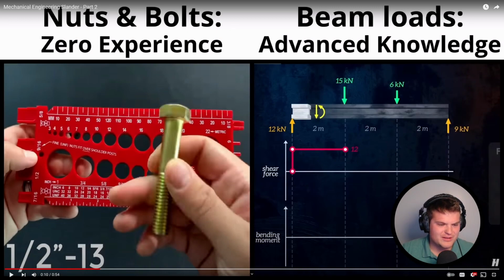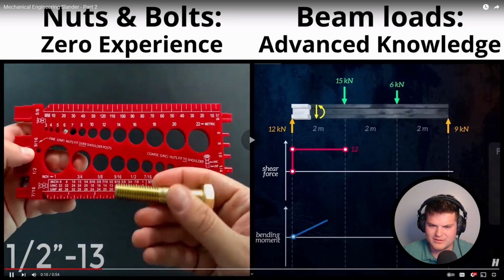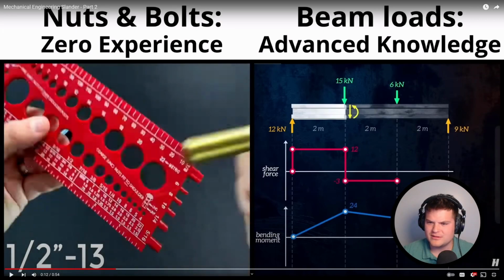What is going on here? Beam loads, advanced knowledge. I'm confused. So this is a loading diagram. So this is really cool. These are kind of confusing at first, but really cool once you get the hang of them.